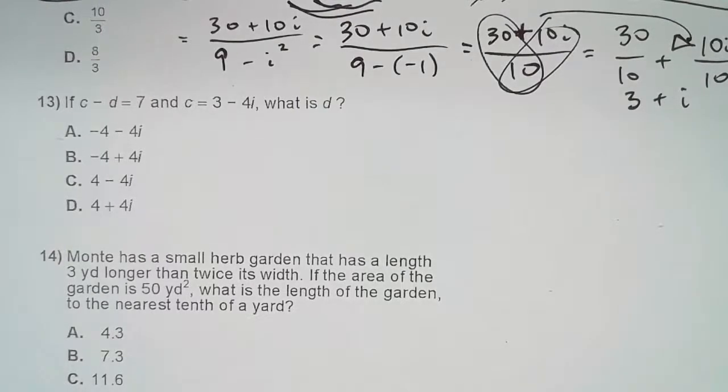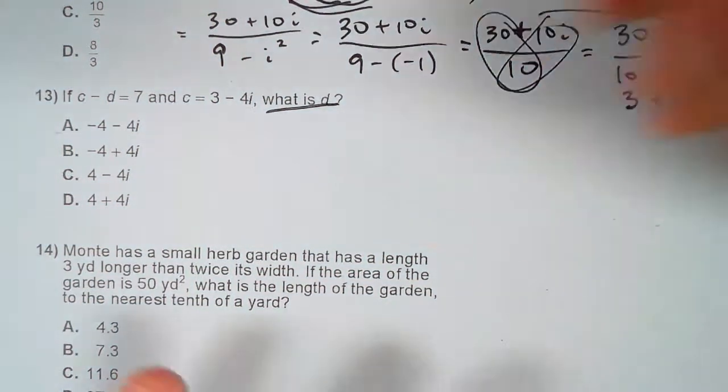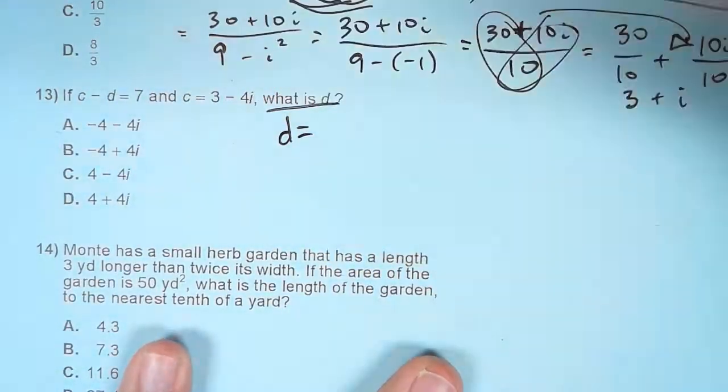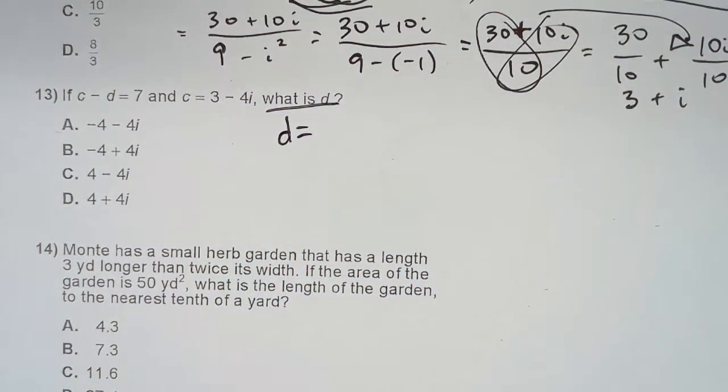Alright folks, today we're working on correcting our mock EOC number 13 and 14. So, 13 says if C minus D equals 7 and C equals 3 minus 4i, what is D? So the thing I'm looking at here is this last phrase. What is D? Which says D is going to be equal to something. So we need to get D by itself before we do anything else.